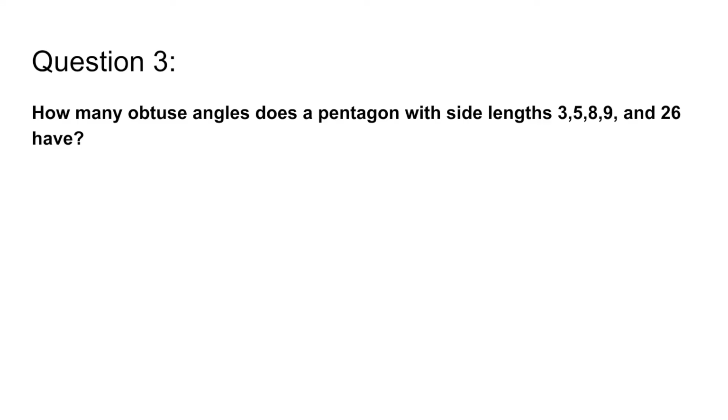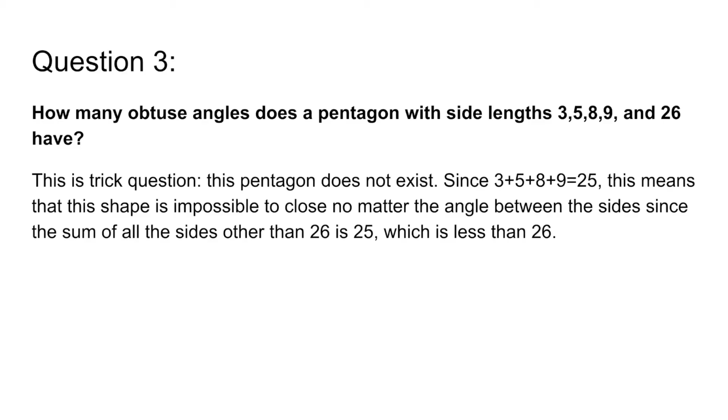Question 3. How many obtuse angles does a pentagon with side lengths 3, 5, 8, 9, and 26 have? This is a trick question. This pentagon does not exist, since 3 plus 5 plus 8 plus 9 equals 25. This means that this shape is impossible to close no matter the angle between the sides, since the sum of all the sides other than 26 is 25, which is less than 26.